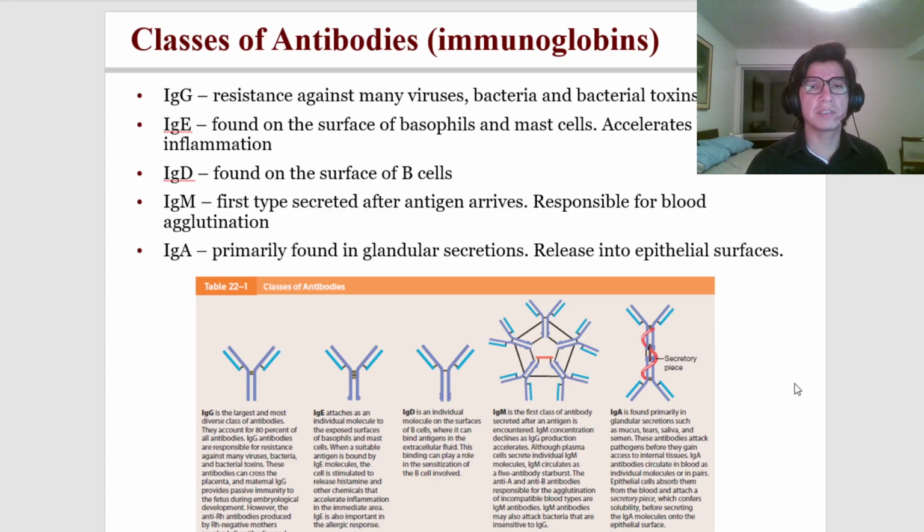IgD is found on the surface of B cells. Remember how we talked about how B cells get activated? It's through the IgDs on their surface that recognize foreign antigens, that recognize specific antigen. You have IgM. This is the first responder of the immune system.